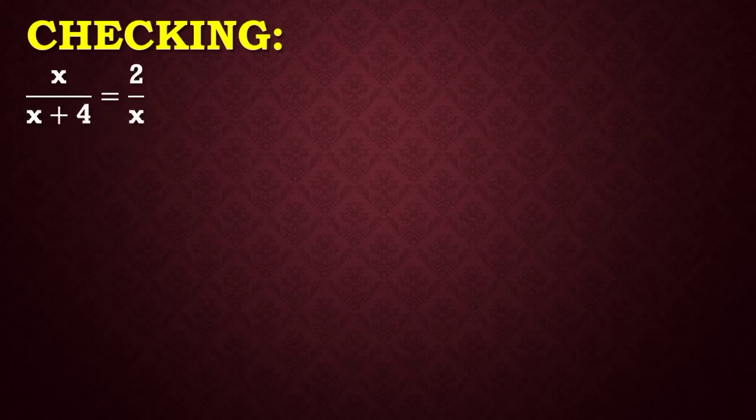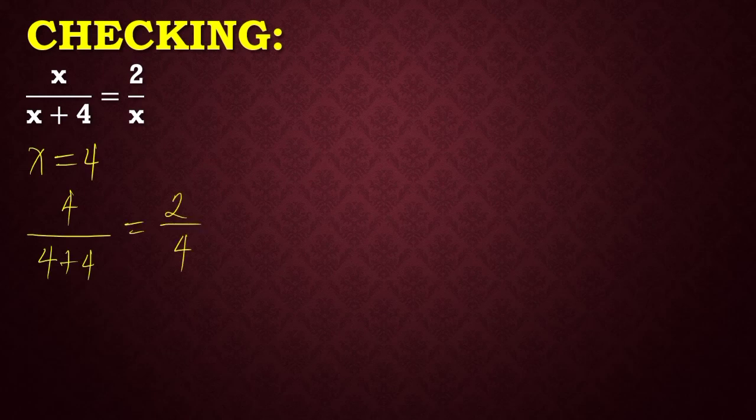So, if x is equal to 4, magiging x equals 4 muna. So, that is 4 over 4 plus 4 is equal to 2 over 4. 4 over 4 plus 4, that is 8. And then is equal to 2/4. So, pwede nating i-simplify ang 4 over 8, tsaka 2 over 4 to 1 half is equal to 1 half. So, x equals 4, tama.